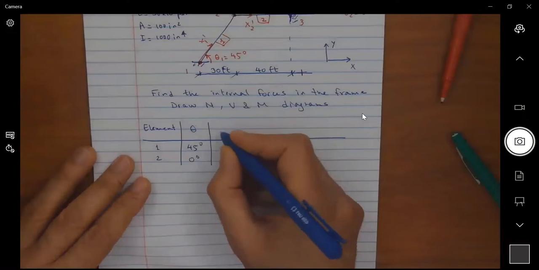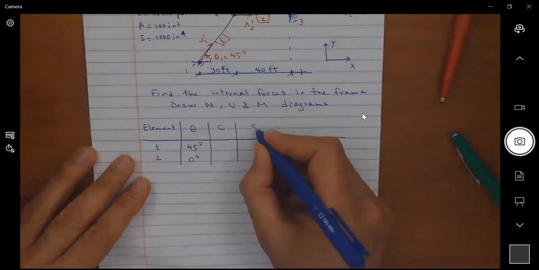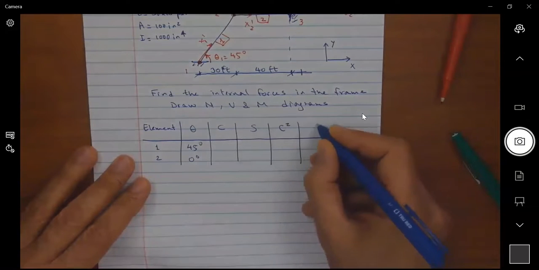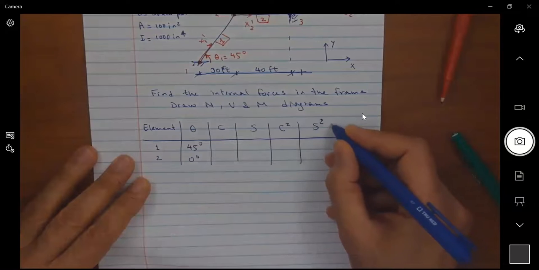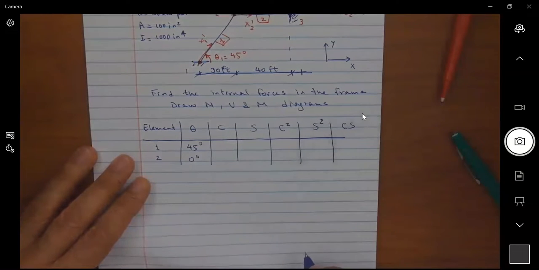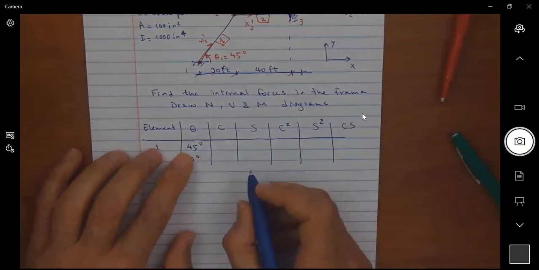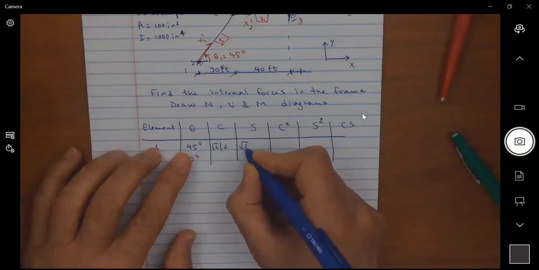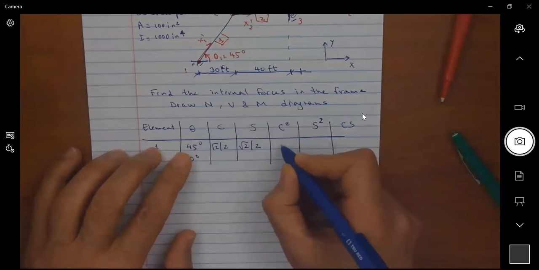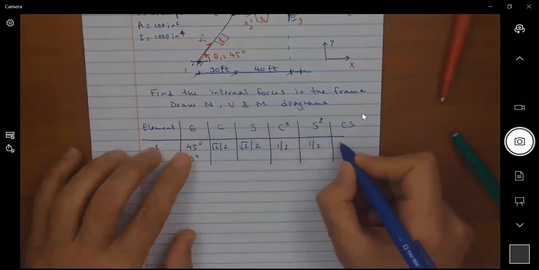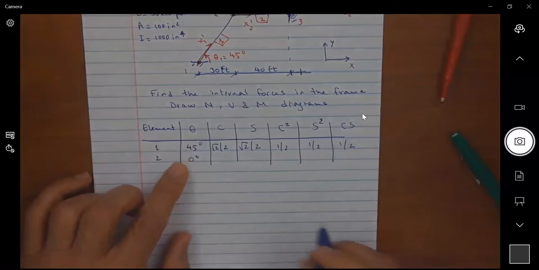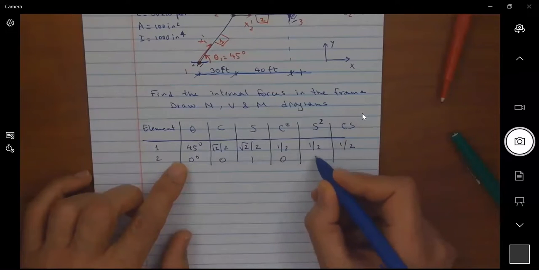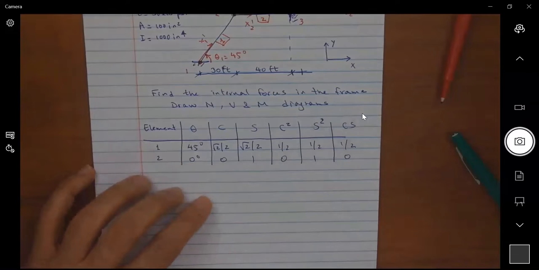Right. And then I'm going to find the cosine, the sine, the cosine squared, and the sine squared as well as CS. So for element one, for 45 degrees, the cosine would be the square root of 2 over 2. Same for the sine. And then when I square it, I get a half, a half, and a half. For theta equal zero, the cosine is zero, the sine is one. So cosine squared is zero, sine squared is one, and cosine sine is zero.